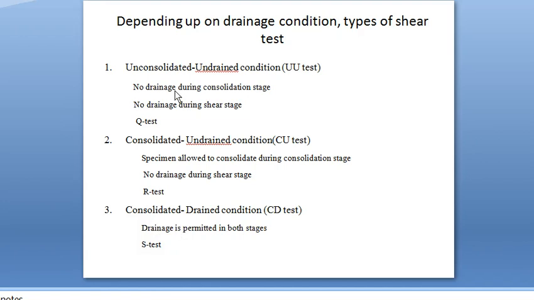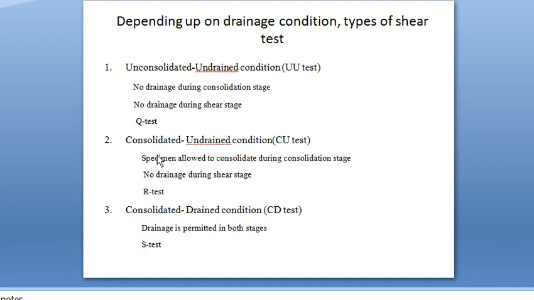The first type of shear test, the unconsolidated undrained test, is known as the UU test. Since drainage is not allowed in both stages, we can conduct this experiment very quickly. So this is known as the Q test, that is, the quick test. And the third one, the consolidated drained or CD test, in which drainage is permitted in both stages, so the test completes slowly, so it is known as the slow test, or S test.